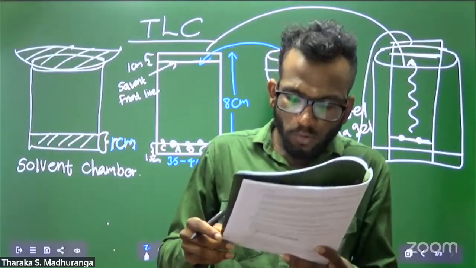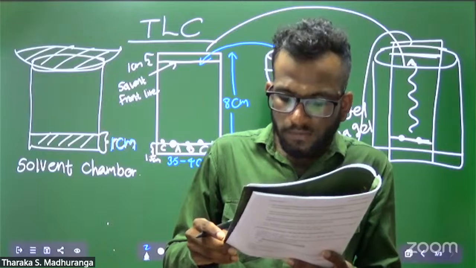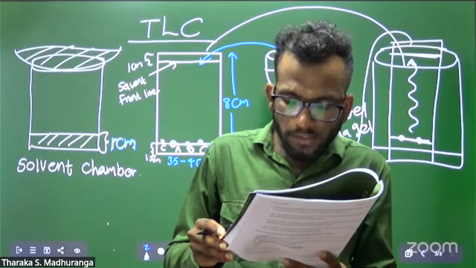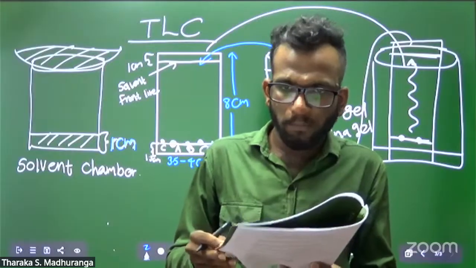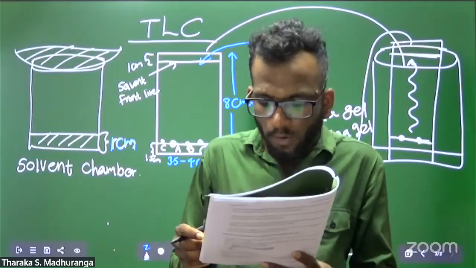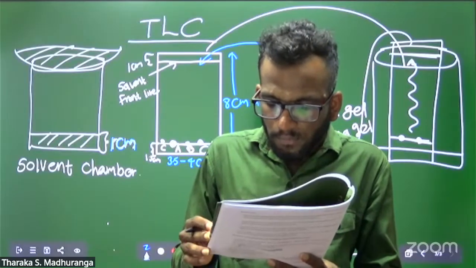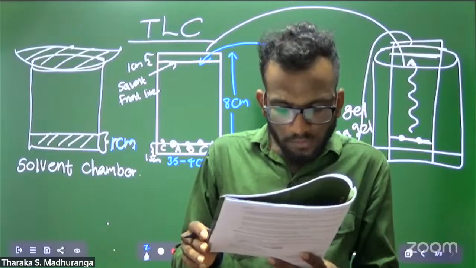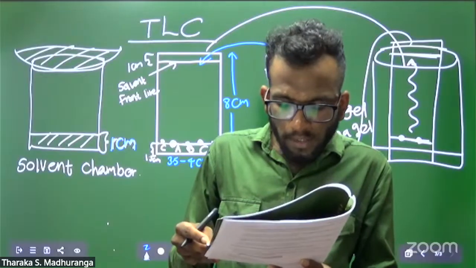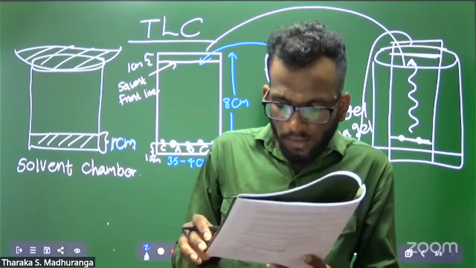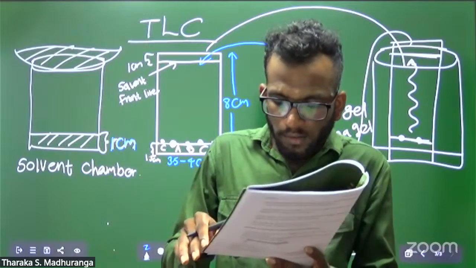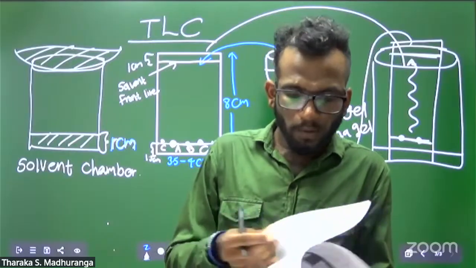The baseline should be drawn with a pencil and the sample should be placed on the silica gel layer and enclosed in a solvent chamber, same as the paper chromatography method. When the solvent front reaches about 1 centimeter from the top, the plate can be removed, and using chemical compounds we can identify the compounds.